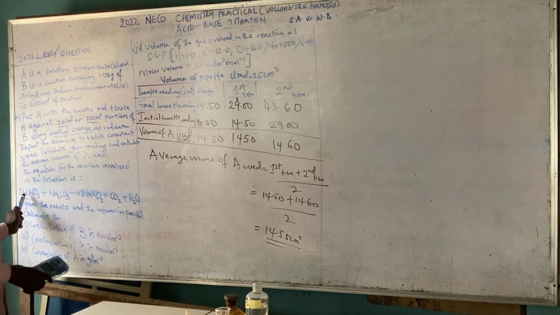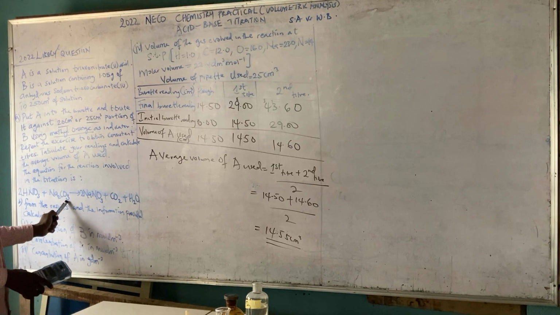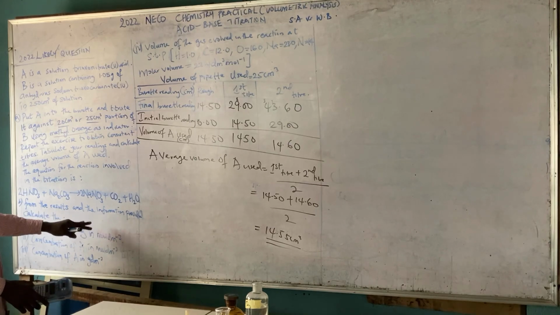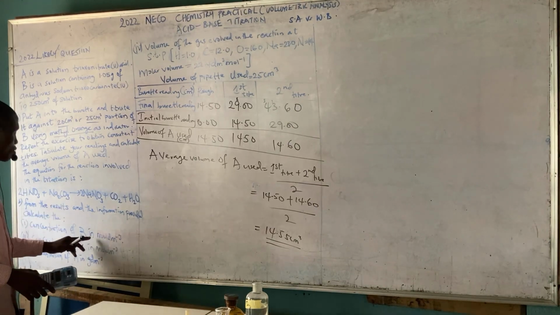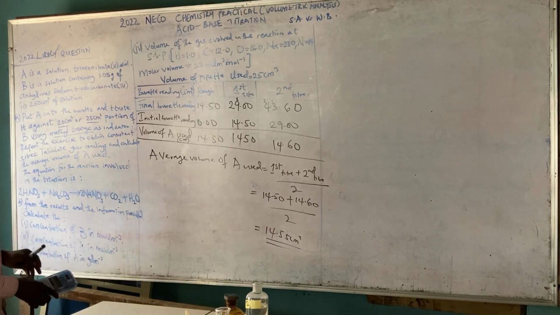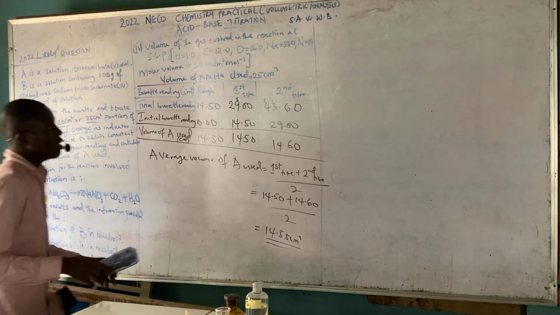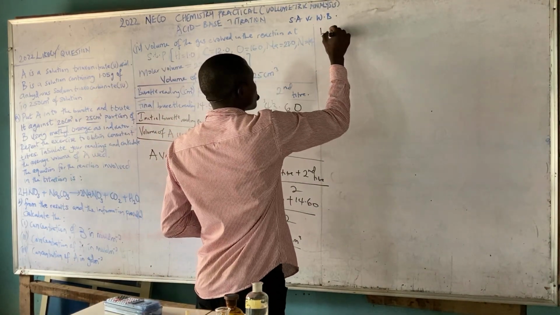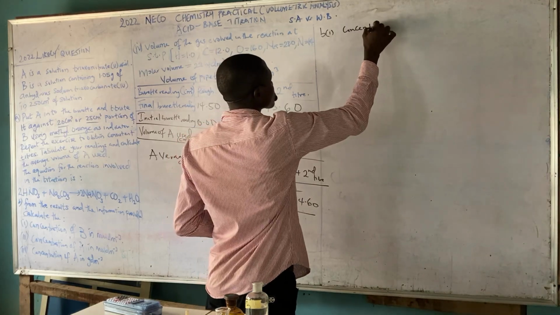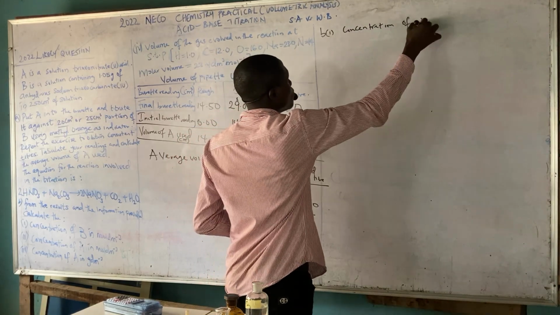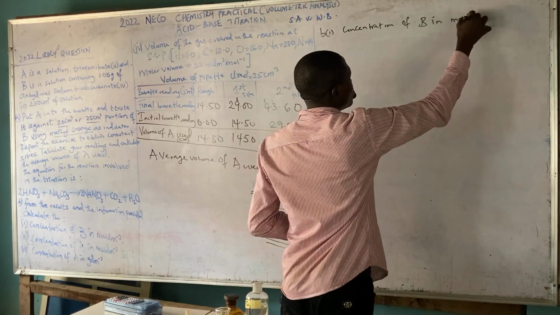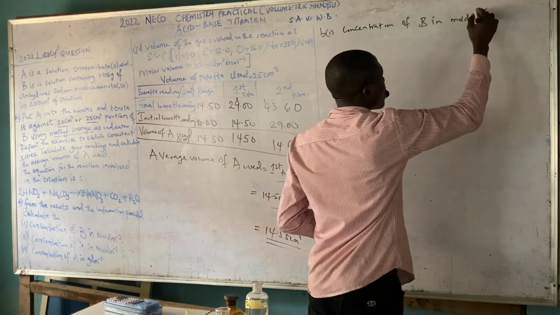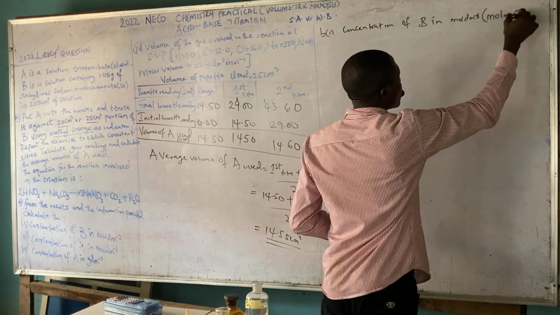Now, having gotten the average volume of A used, the equation for the reaction is given as follows, which is 2HNO3 plus Na2CO3 to give 2NaNO3 plus CO2 plus H2O. From the results and information provided, calculate the concentration of B in mole per dm cube. We are talking about molar concentration of B.